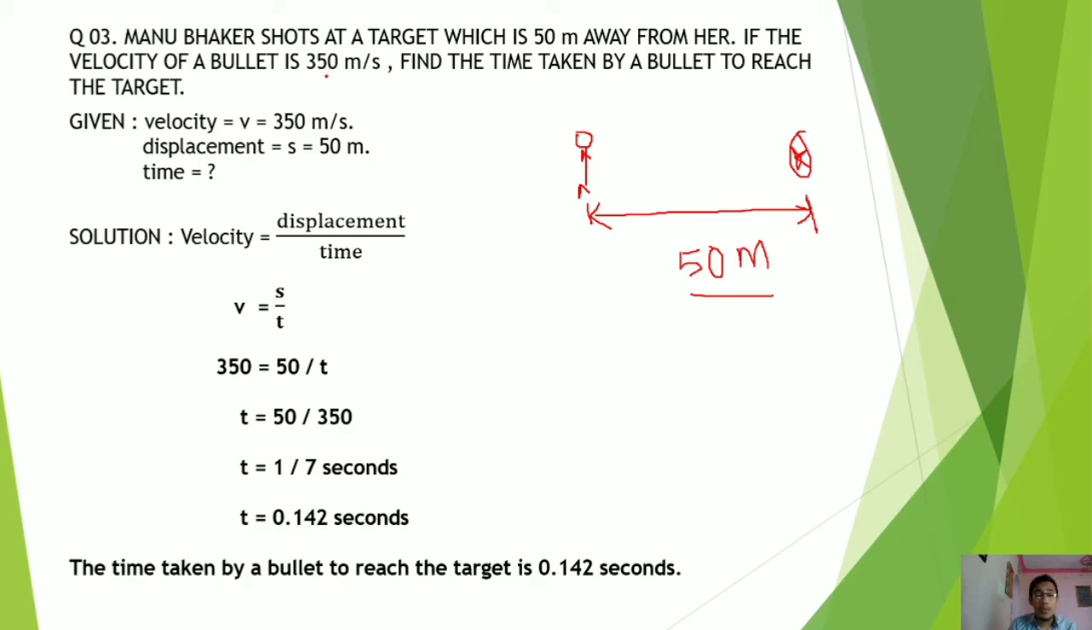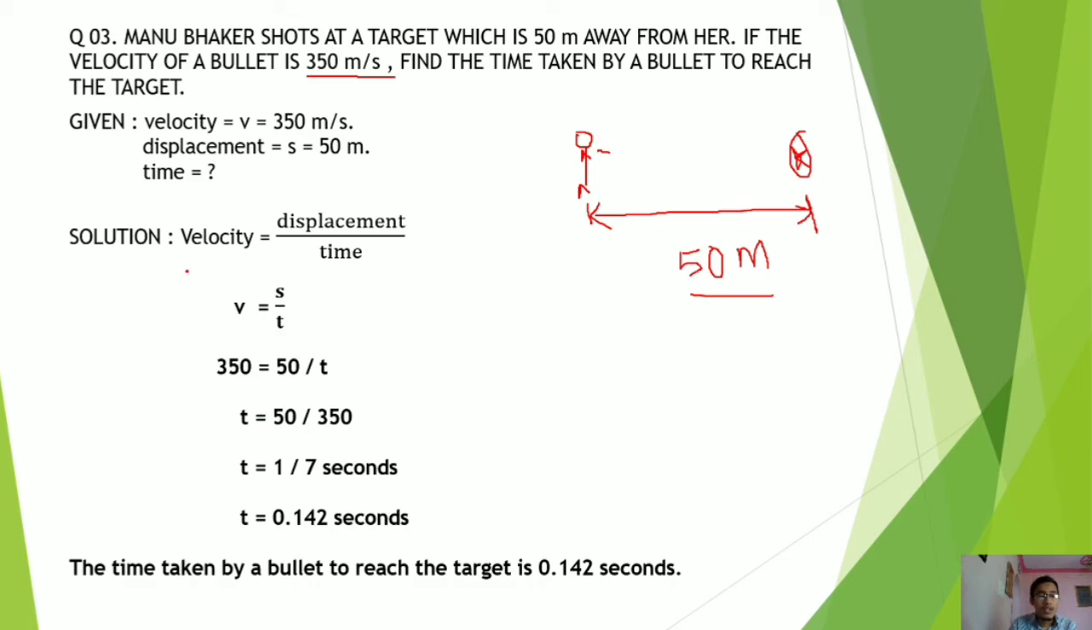Now the velocity of the bullet that she has fired is 350 meters per second. So velocity is also given, 350 meters per second. What you have to find is the time taken by the bullet to reach the target. So in how many seconds does this bullet reach the target once fired? We have to find that time. So we will note down the given: velocity v equal to 350 meters per second, displacement s equal to 50 meters, and we have to find time.